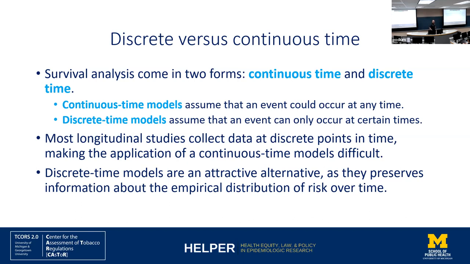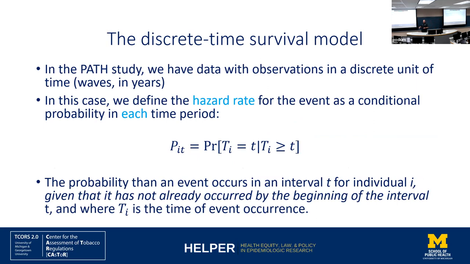If you think about the basic logistic model, I'm not going to bore you with a whole bunch of formulas. I'm just giving a conceptual introduction here. In the discrete time survival model, we're looking at the hazard rate of the individual. The hazard rate for the event is a conditional probability at each point in time. It's the probability that an event occurs in an interval T for individual I, given that it has not already occurred by the beginning of the interval T, where Ti is the time of the event occurrence. So it's a conditional probability that the event occurs. And because we have waves done in years in PATH, we're looking at this kind of conditional probability.